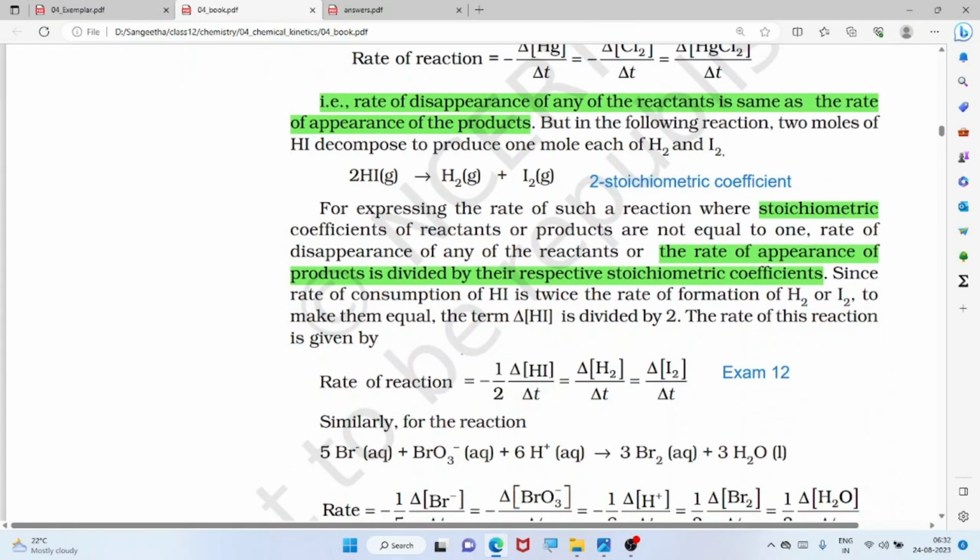See, for this they are given how we have to write the rate of the reaction, because the 2 they are divided by 2. Rate of the appearance of the product divided by the respective stoichiometric coefficients.